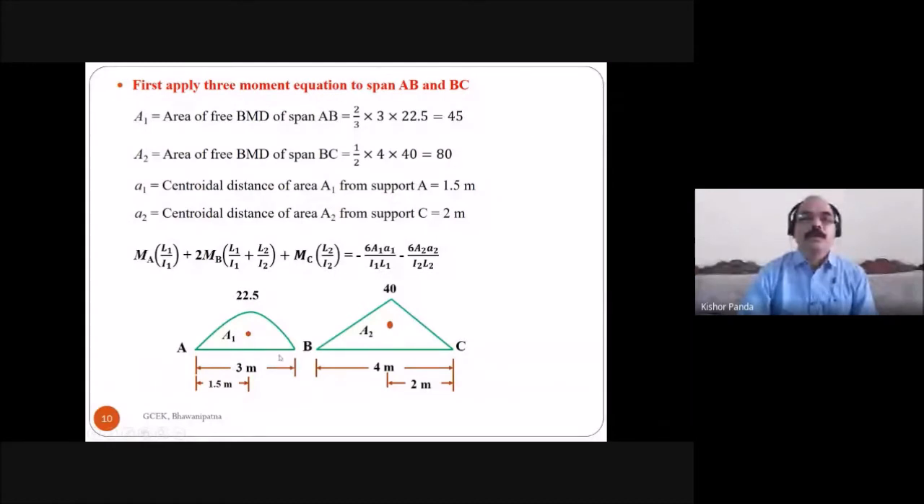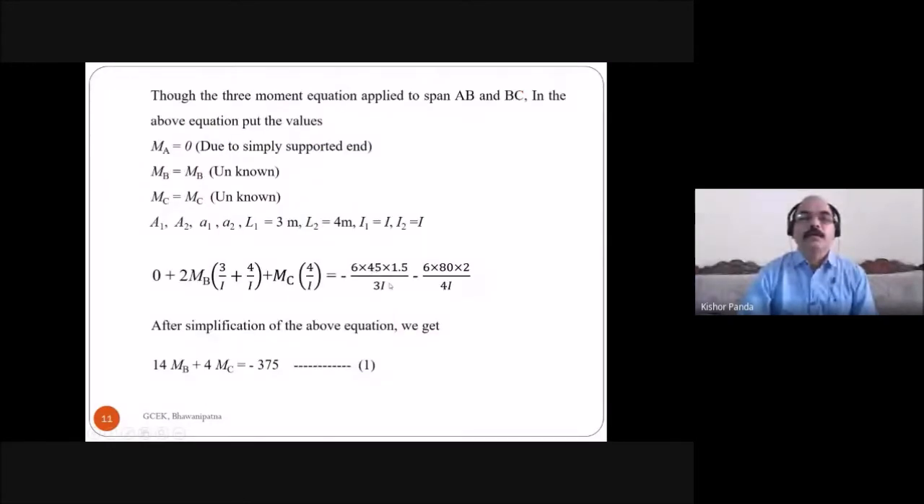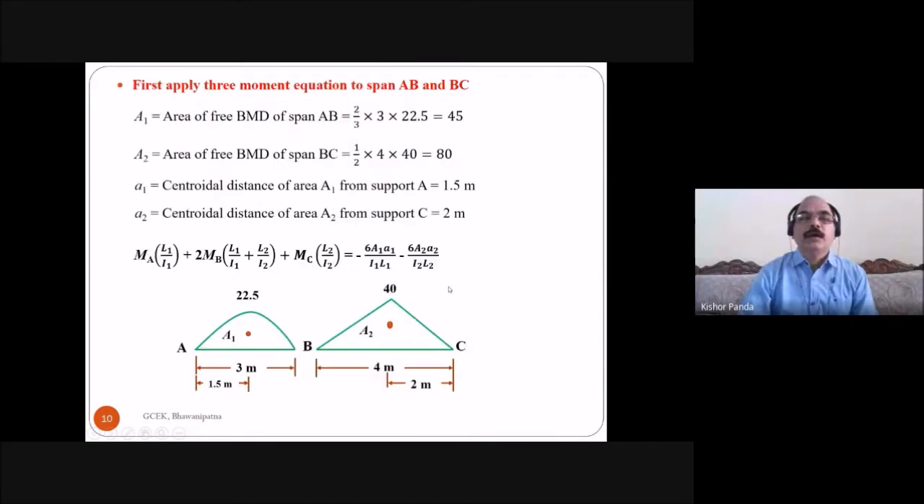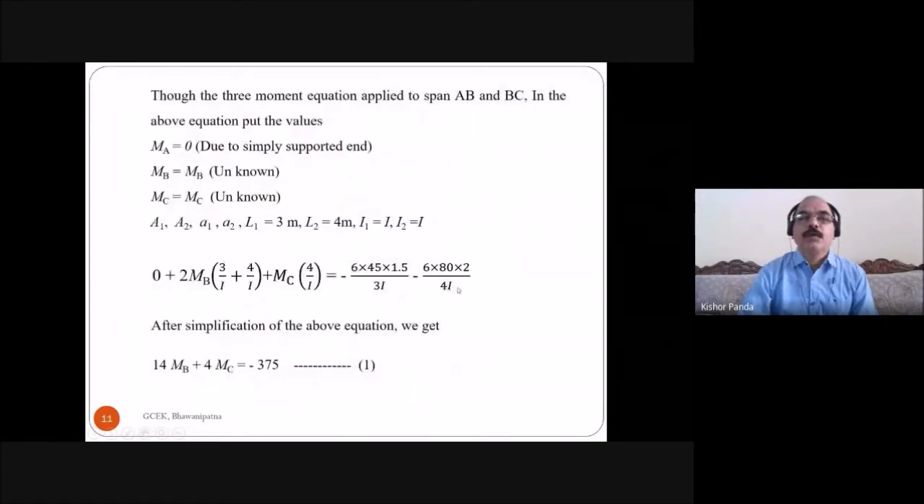So L1 is 3 meter and I1 is I, 3I, minus 6 into A2 into a2 divided by I2 L2. So capital A2 is 80 and small a2 is 2, and I2 is I and L2 is 4 meter. 6 into 80 into 2. So this is the Clapeyron theorem. Then after simplification of this equation, we get the equation 14 MB plus 4 MC is equal to minus 375. This is equation 1.